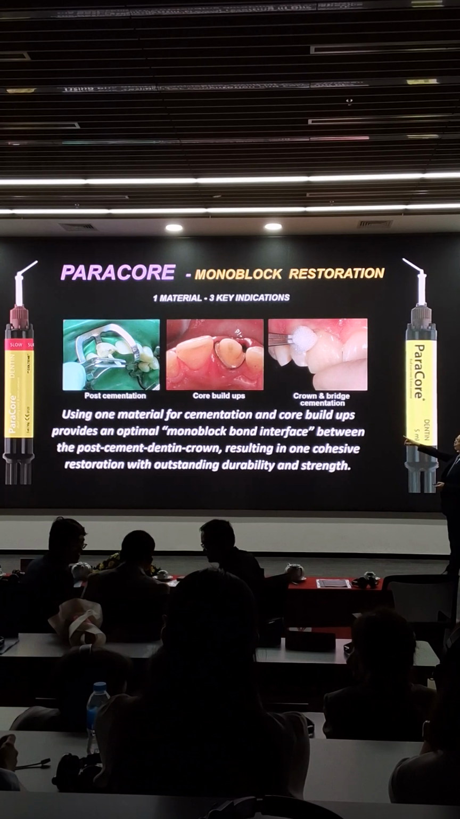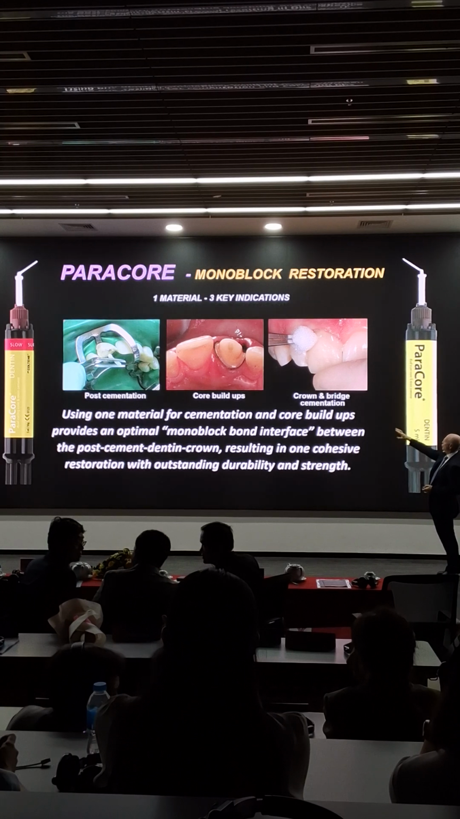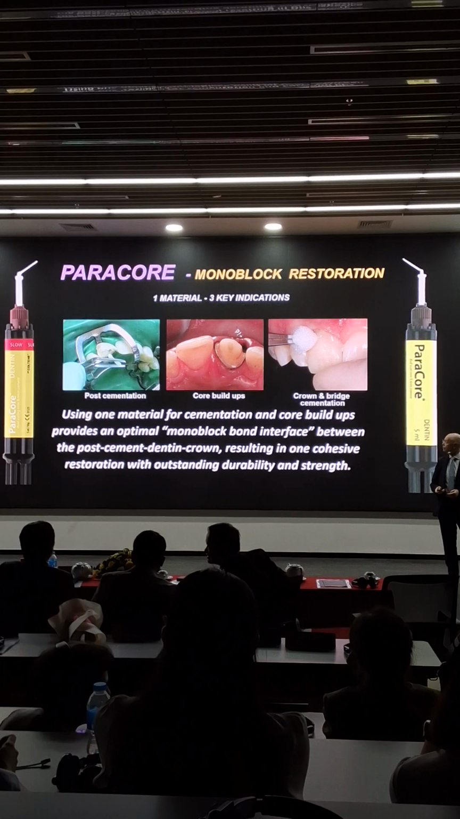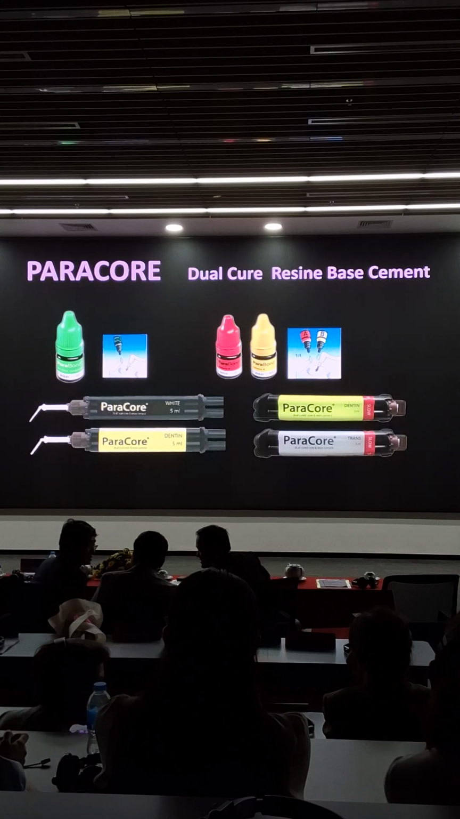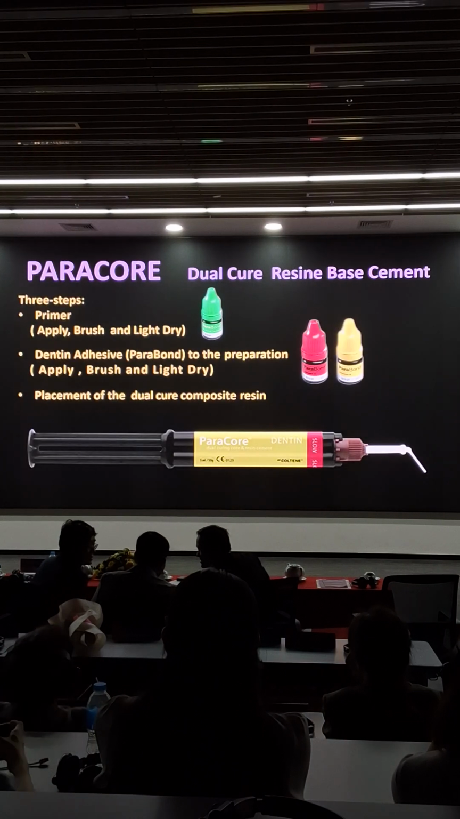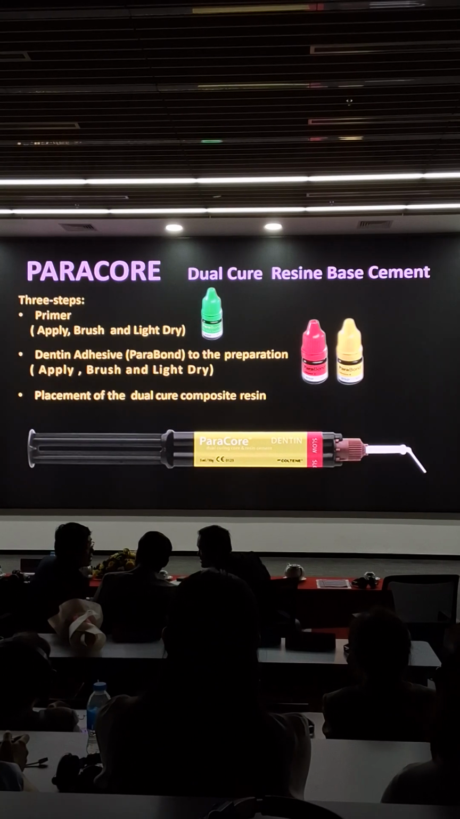You can use a slow setting if you do only cementation, and you can use normal setting if you do both. When you use this kind of material, you have three steps: primer, bonding, and the dual cure material that you mix together, which is also used for the bonding. It's very easy: for your primer, you just apply some air. After you use your bonding, just light air, and you apply your dual cure material.